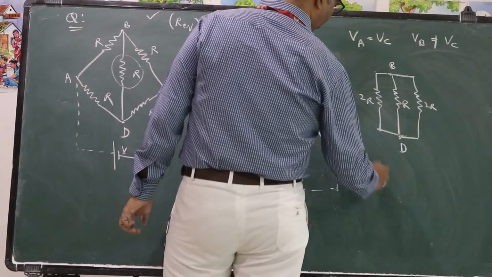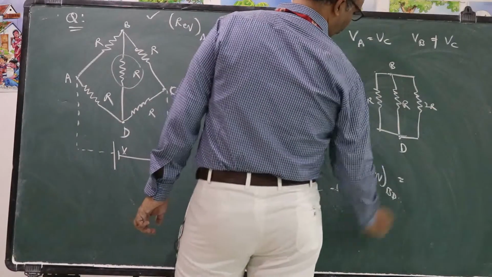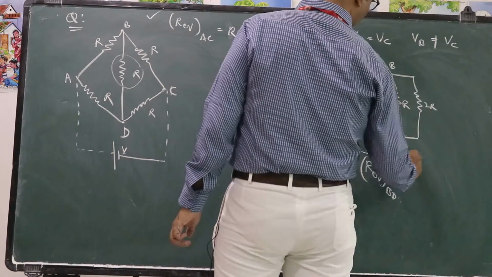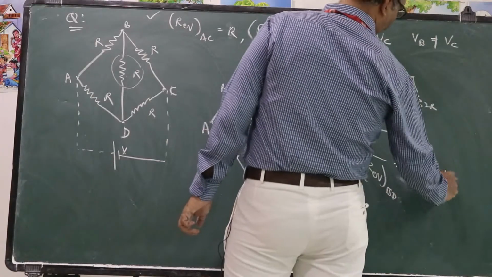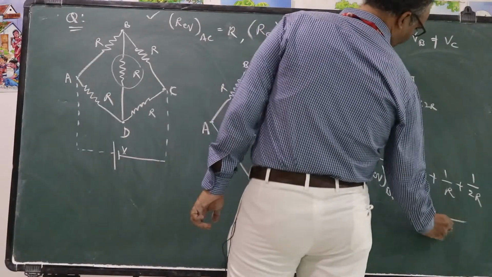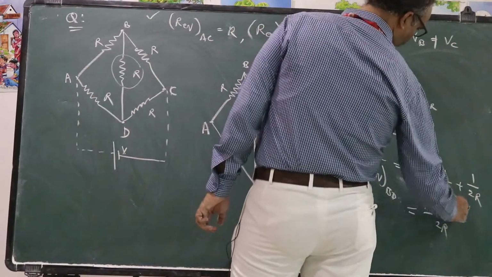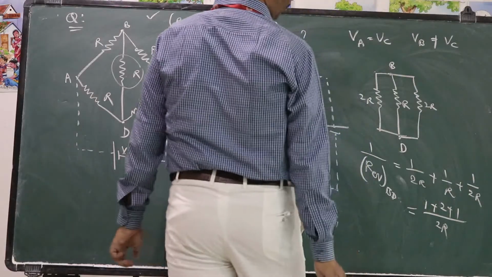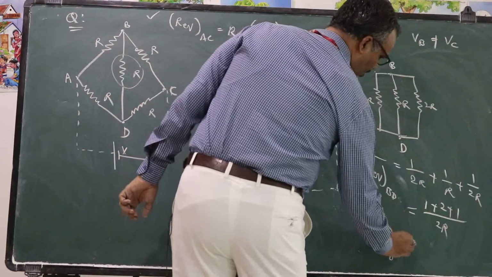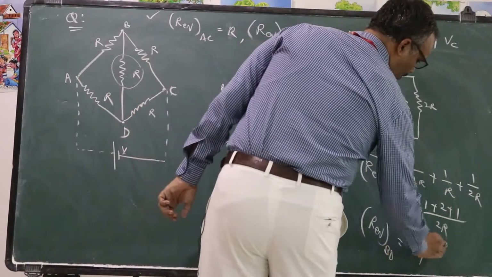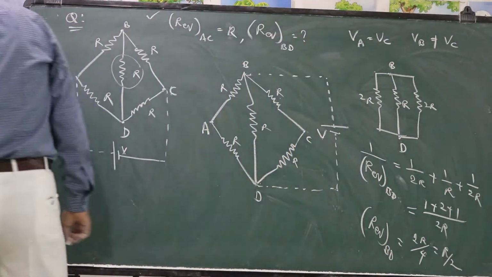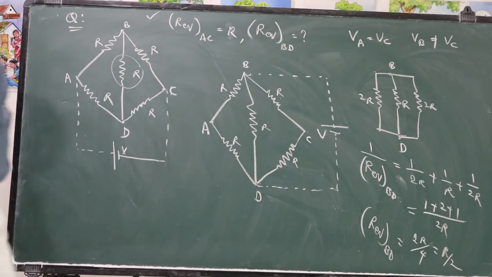So, 1 by R equivalent BD is equal to 1 by 2R plus 1 by R plus 1 by 2R. LCM will be 2R, 1 plus 2 plus 1. So, it becomes R equivalent BD is equal to 2R by 4, so it becomes R by 2. Effective resistance becomes R by 2 between B and D.